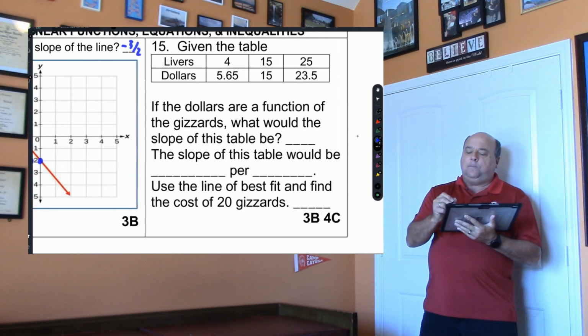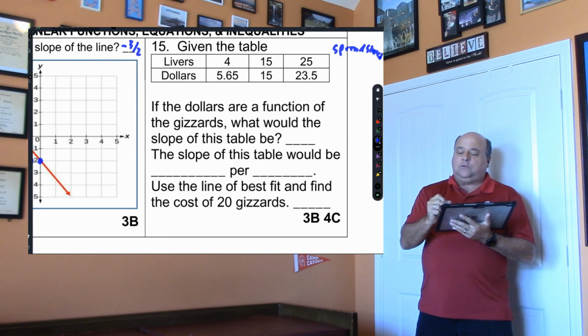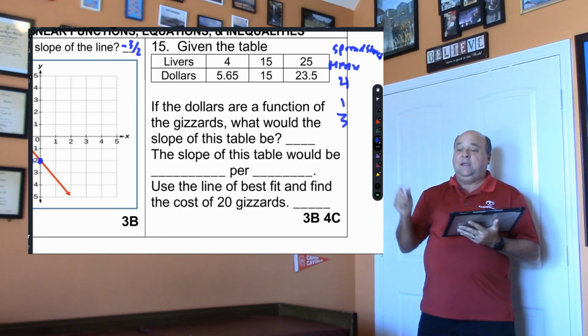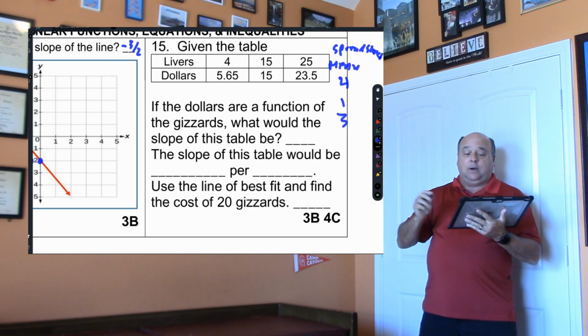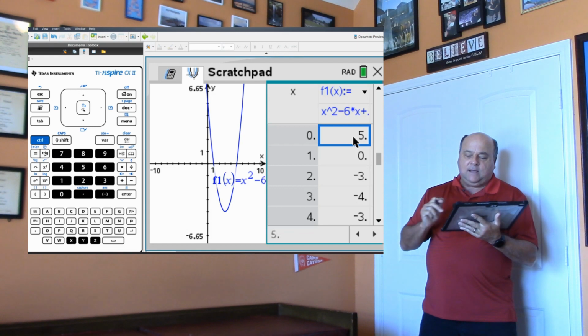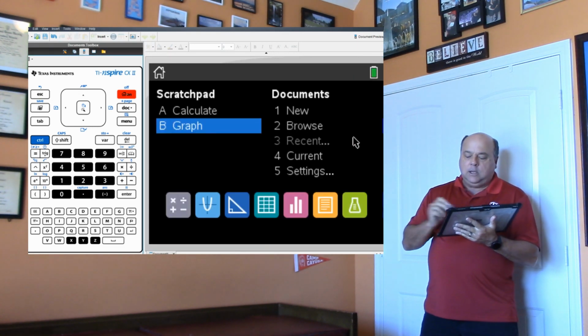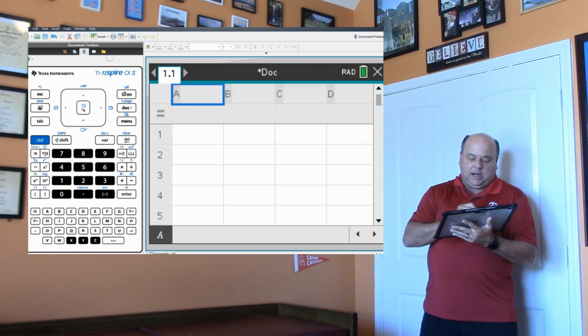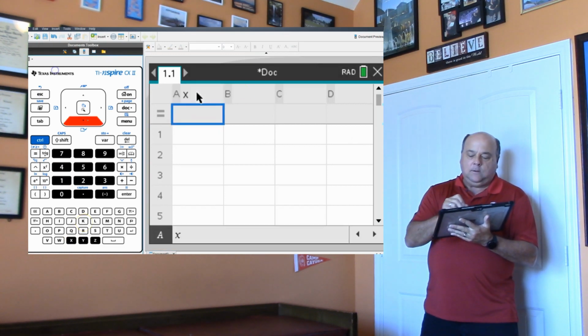Number 15, we're going to put this in a spreadsheet, and we're going to run a regression. Menu 4, 1, 3, right? So you would do menu 413. And then X down, Y down, enter, right? Okay, so let's go to our calculator. I'm going to hit home. I'm going to hit 1. I'm going to add a spreadsheet. Remember, you've got to put the X and Y at the top.